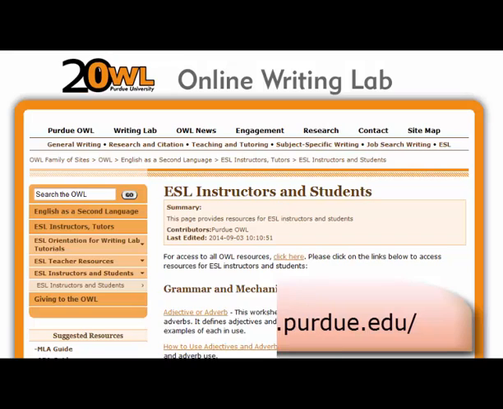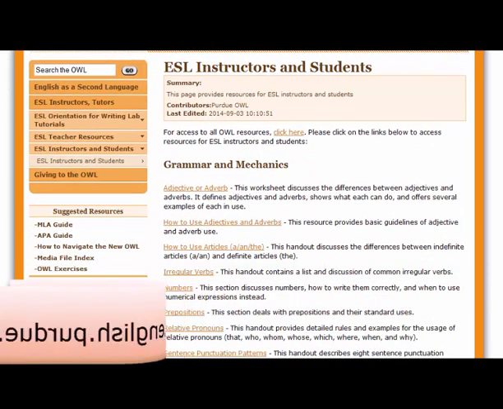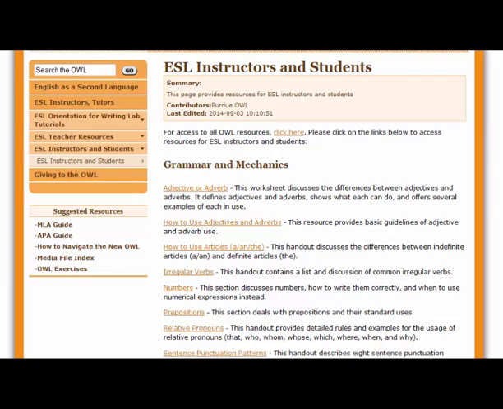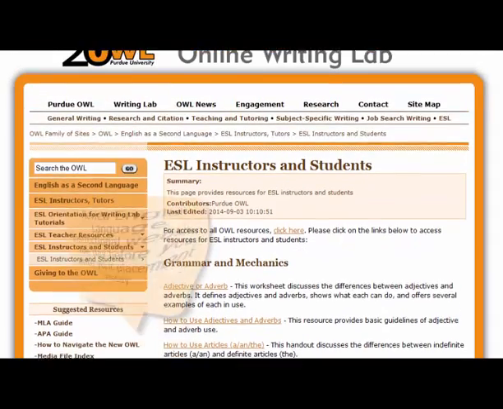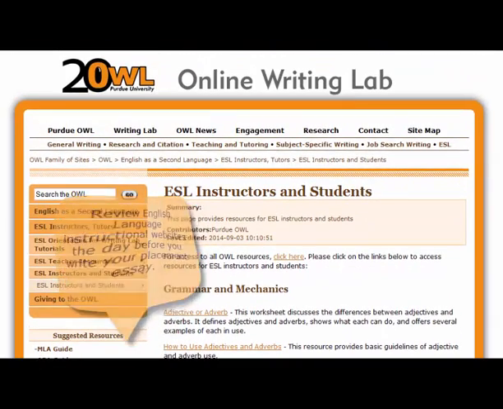As you proofread your placement essay, be sure to keep in mind all of the necessary elements of grammar and mechanics found in standard American English. Remember to use correct adjectives and adverbs, correct articles, numbers, and sentence punctuation patterns. A good resource for finding this information is the Purdue OWL Online Writing Lab.